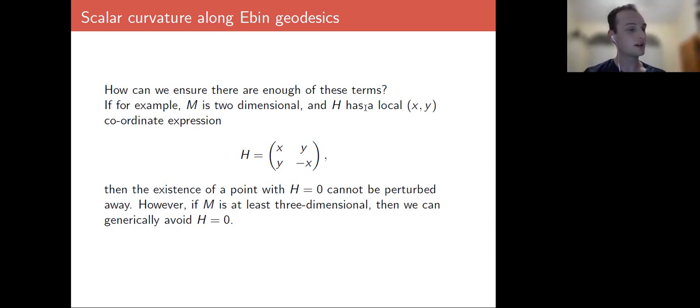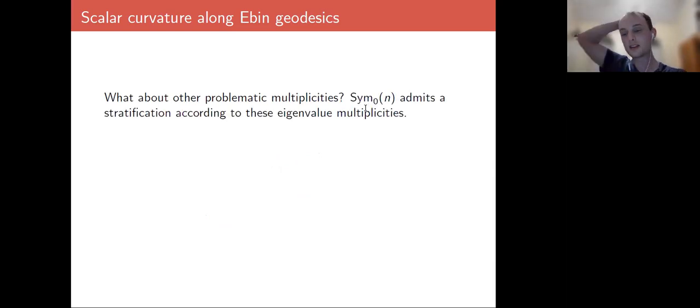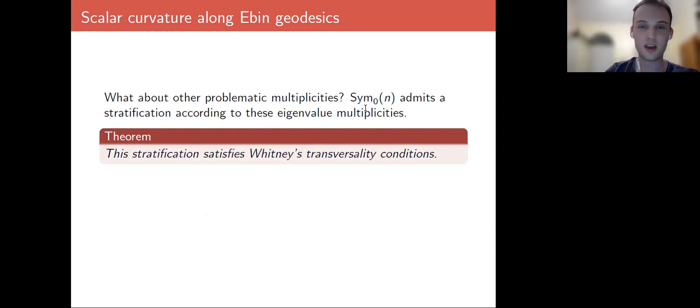But really the main idea behind the proof of this convergence result is doing these sorts of dimension counts for all of the problematic multiplicities. Any multiplicity where I don't get enough terms to generically perturb, I need to somehow show that they can also be generically perturbed to be avoided. And so the way to do this properly is by observing that the set of symmetric traceless matrices admits a nice stratification according to the multiplicities. And so the key thing is to study this stratification.